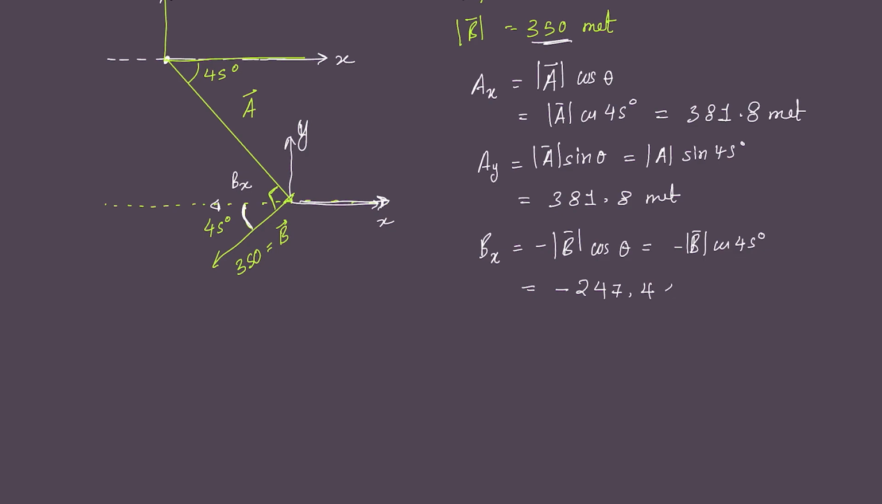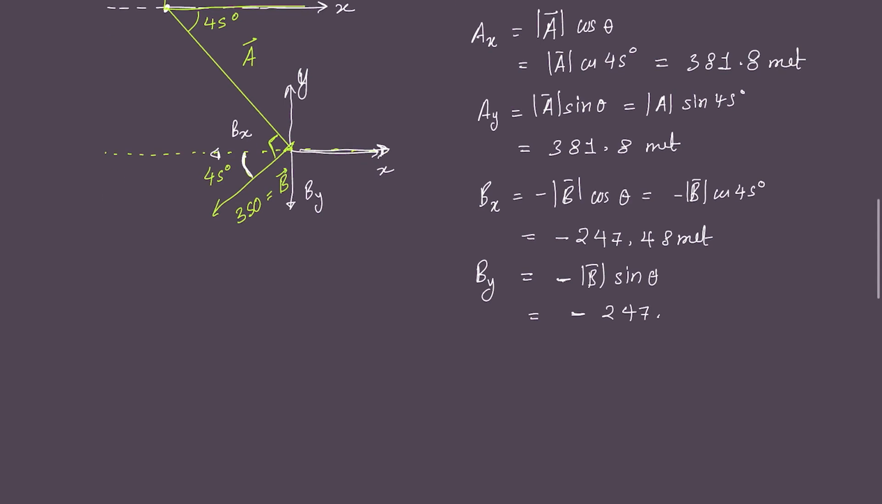Similarly, the way we calculated Ay, this one right here is By, and you can see clearly it's in the minus y direction, so again I have to put a minus in front of it. This time it is sine theta, because we are talking about the y component, where theta is 45 degrees, and you will see that it will also be equal to minus 247.48 meters.